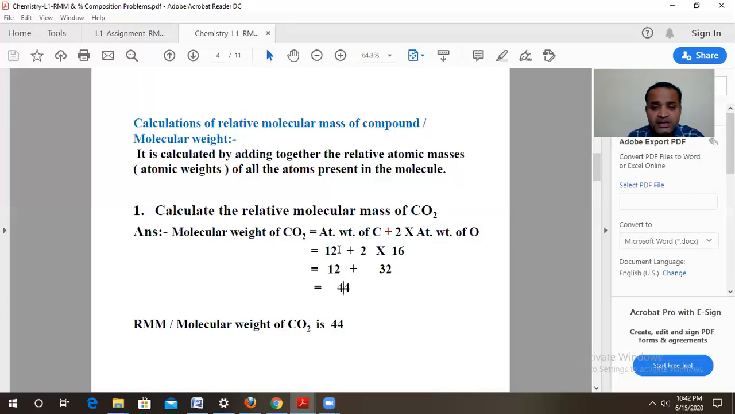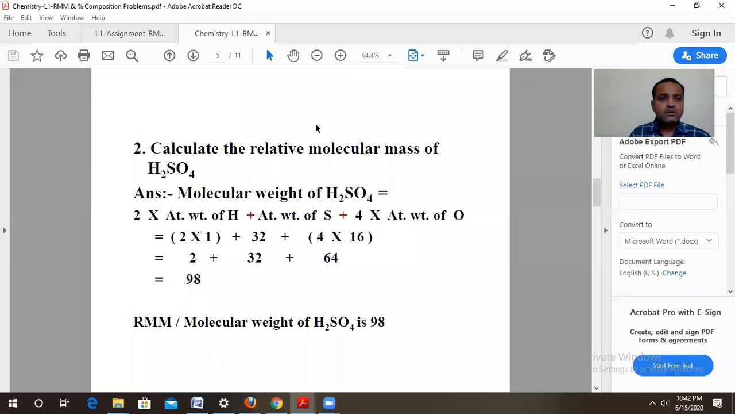That is why many times in calculations we directly take the molecular weight of carbon dioxide as 44. But how is it? By the addition of relative atomic masses of carbon and two oxygen atoms, that is 16 into 2 plus carbon 12, that is 12 plus 32, 44. Dear friends, in the same way, let us find out the relative molecular mass of H2SO4.